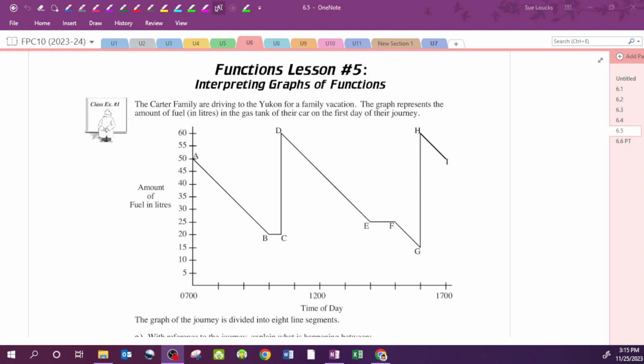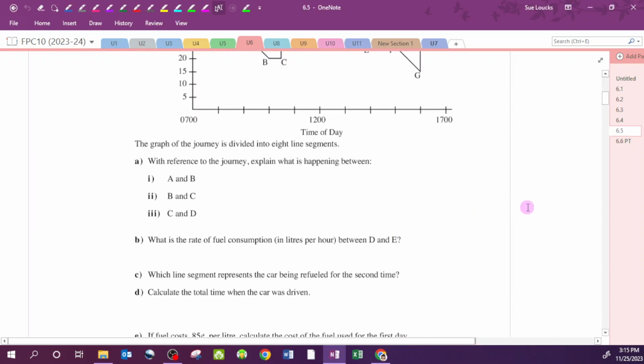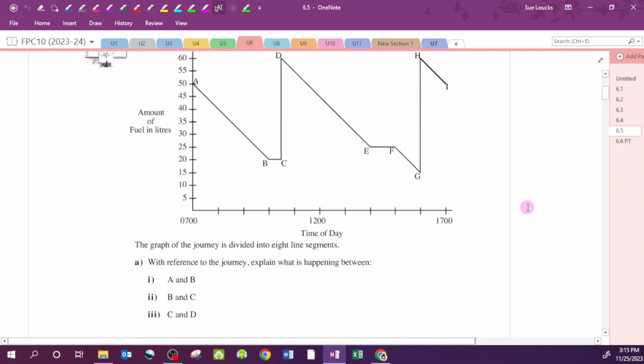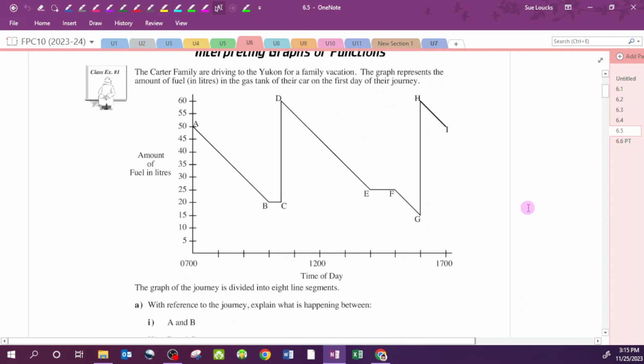The graph represents the amount of fuel in liters in the gas tank of their car on the first day of their journey. The graph is divided into 8 segments, and it says, explain what's happening between A and B. Well, what I see in A and B is that time is moving forward and the amount of gas is dropping steadily, so they are driving at a constant speed.